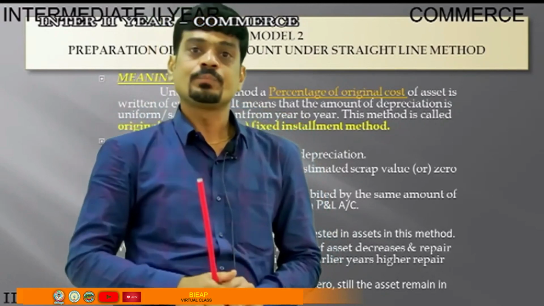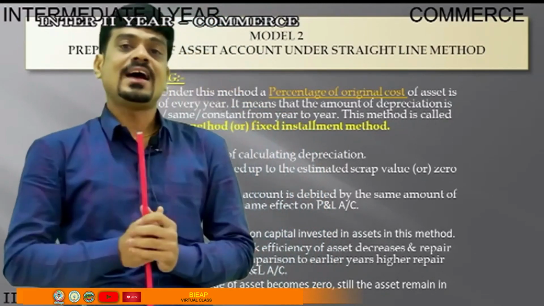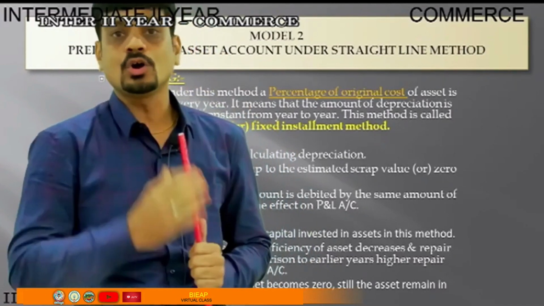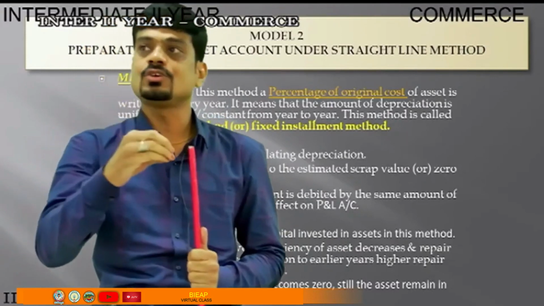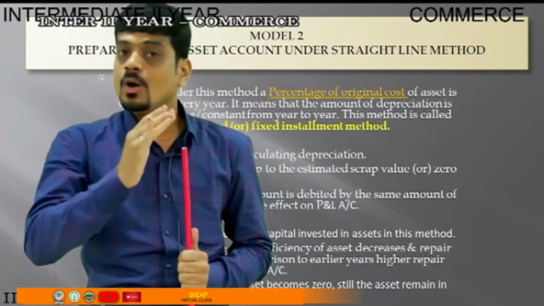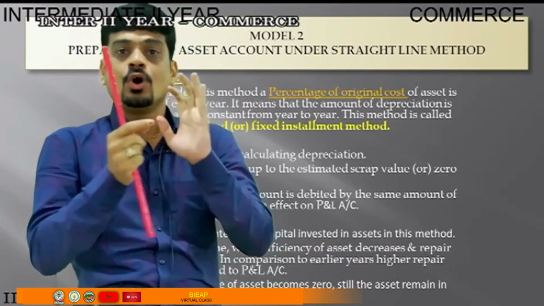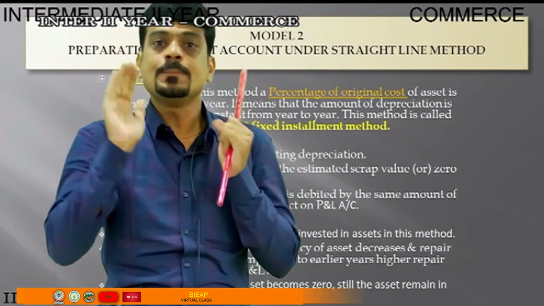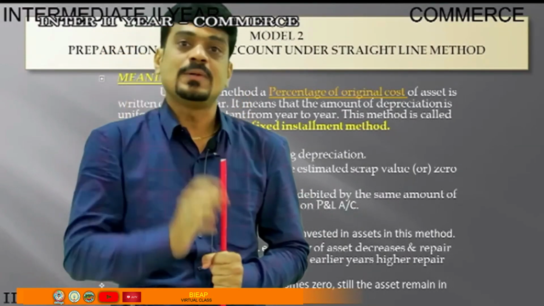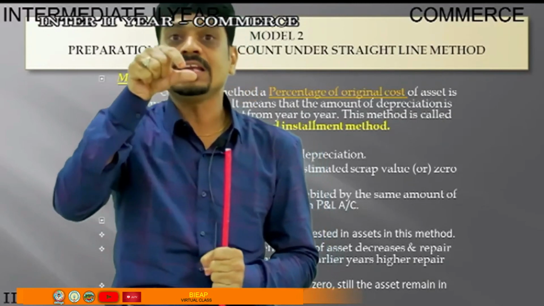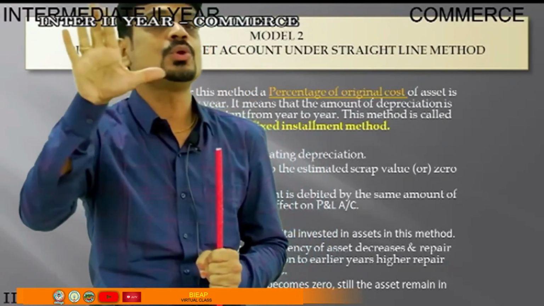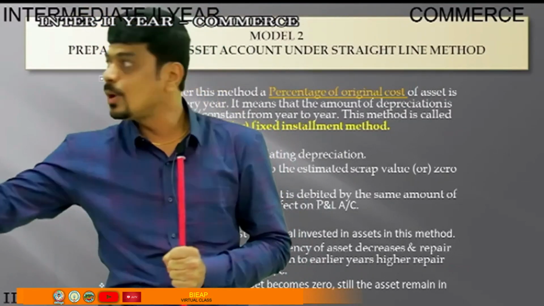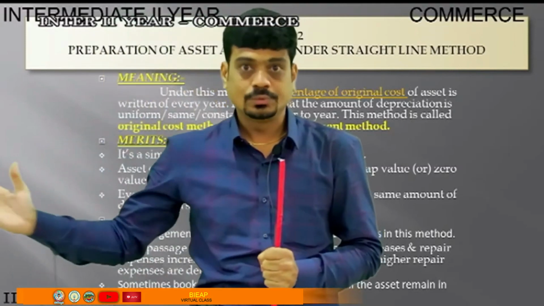Then comes, sir, if at all I purchase the asset in middle of the year, as I gave you the example of October. Let me say we purchased asset on 1st October. How many months it comes? So we have to calculate. October, November, December, January, February, March. How many months it comes? 6 months. So in that particular year, we'll calculate depreciation only for 6 months. We cannot charge for 12 months. That kind of problems also we are going to see very soon.